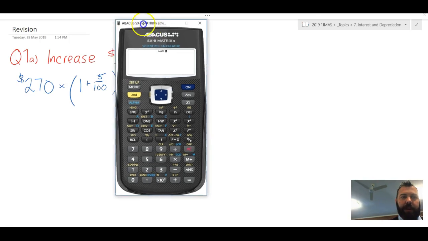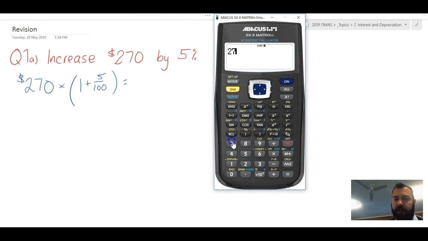Right, we're going to type that in. Let's just get this over here. 270 times bracket 1 plus 5 over 100. Oops, not like that. Like that. Okay, equals, should be a little bit more than 270. Right, I've got a fraction there, so I'll just press this FT button, fix it up, and I get 283.50.